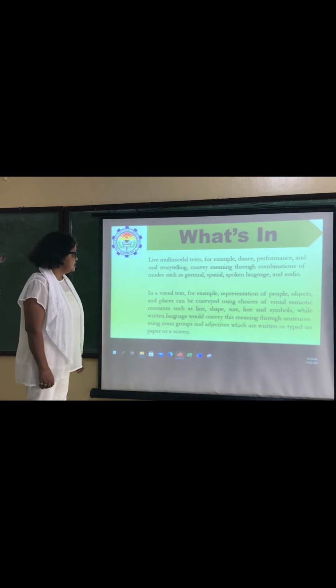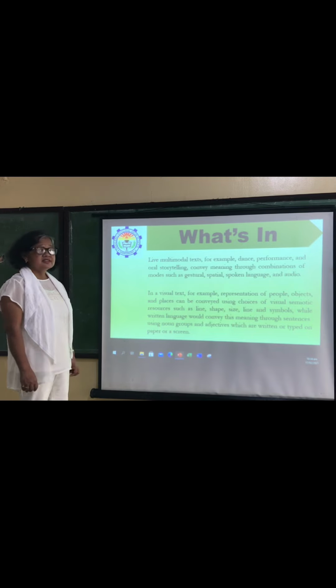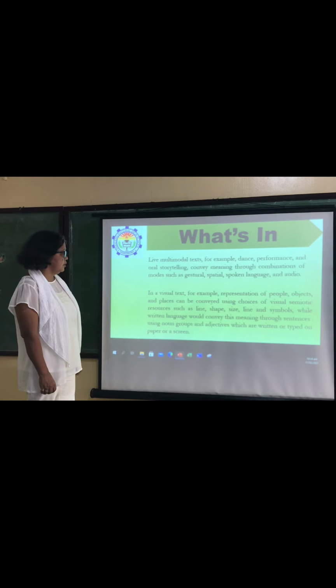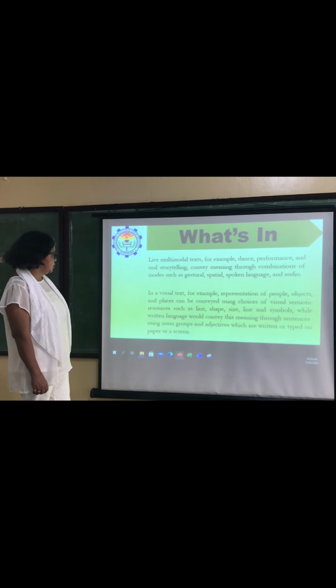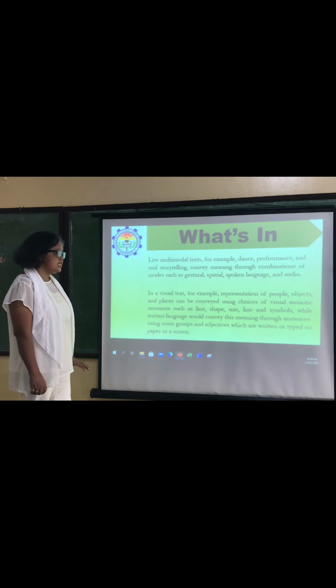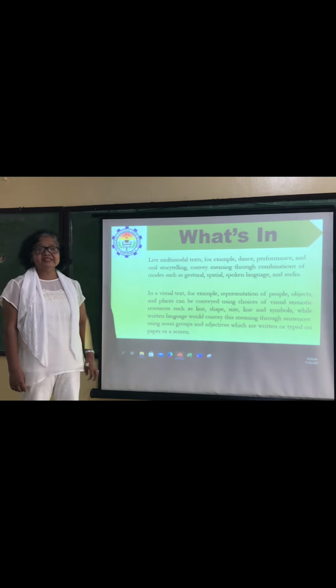In a visual text, for example, representation of people, objects, and places can be conveyed using choices of visual semiotic resources such as line, shape, size, and symbols, while written language would convey this meaning through sentences using noun groups and adjectives, which are written or typed on paper or a screen.